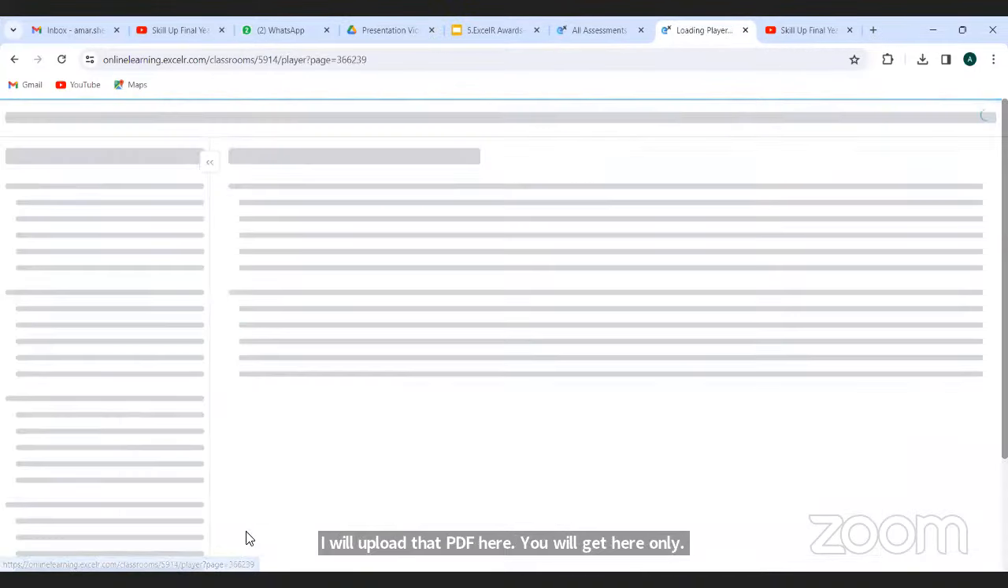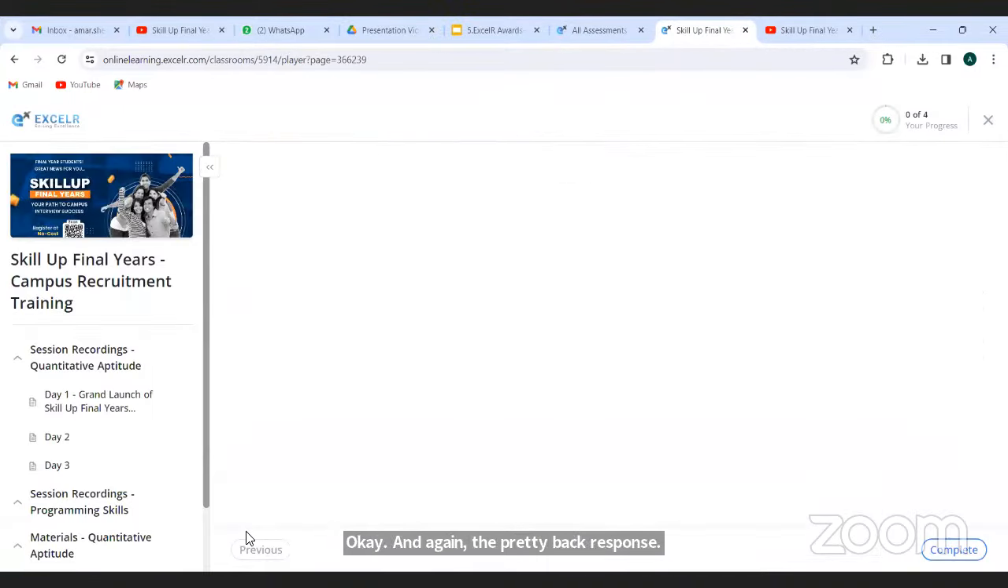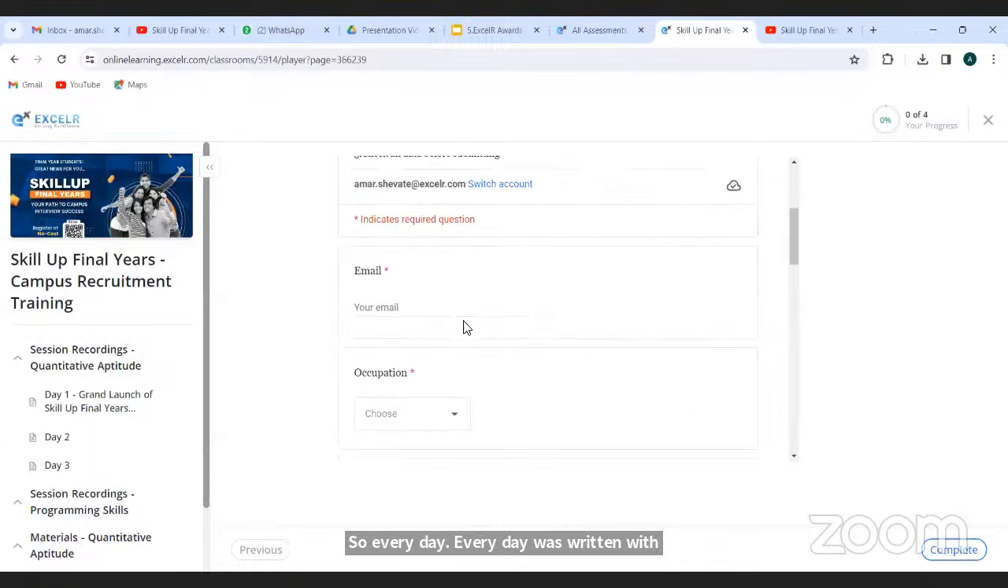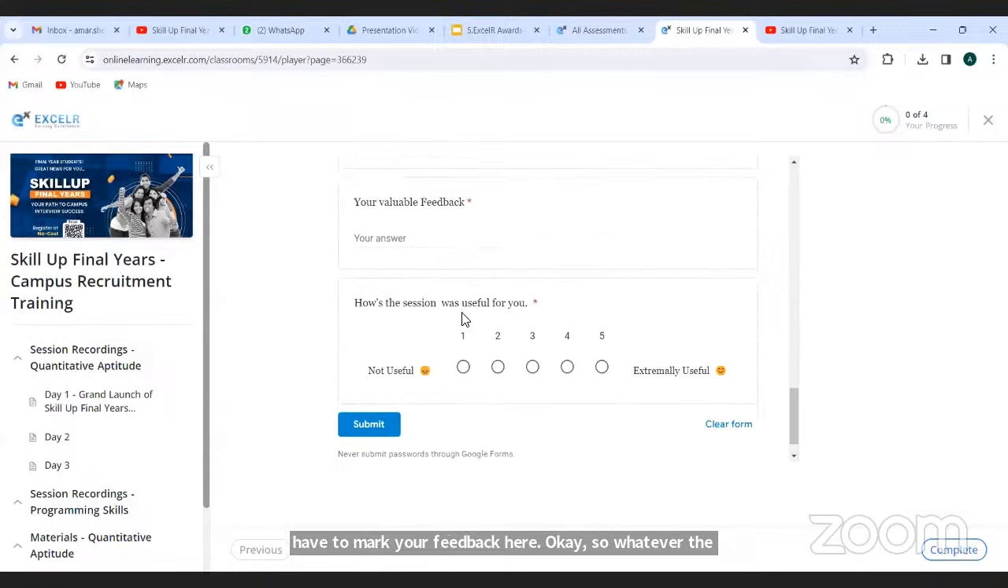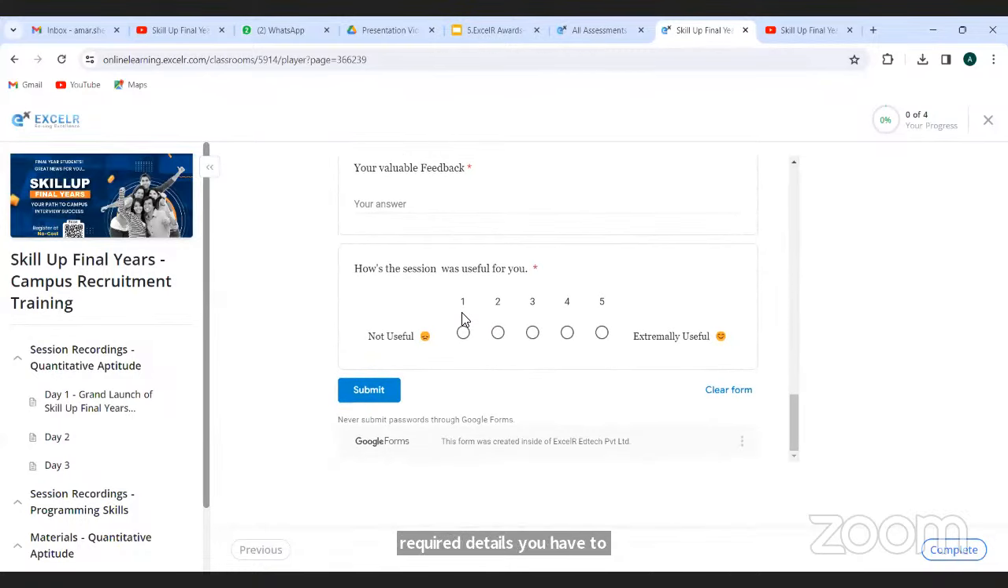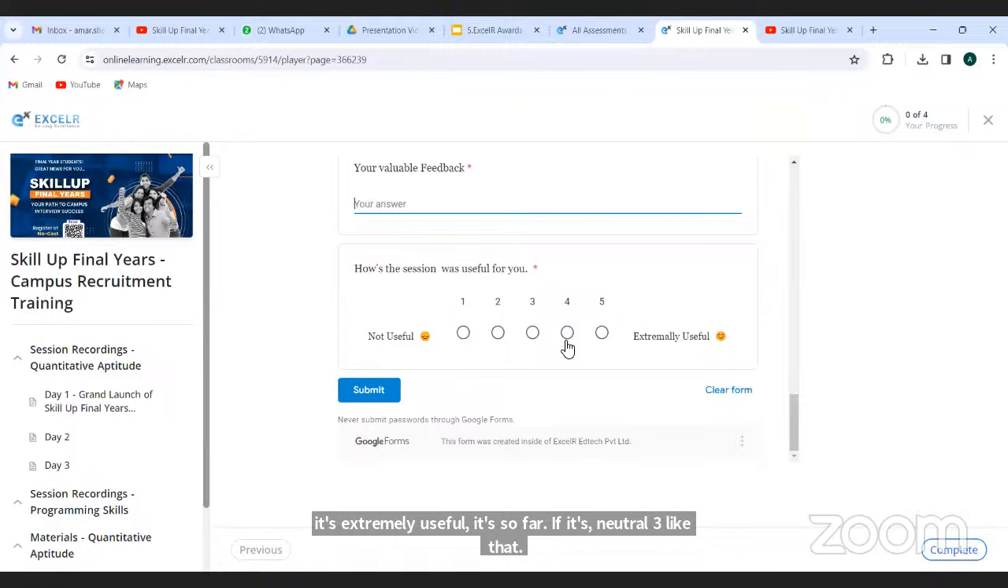So every day, once you're done with the session, you have to mark your feedback here. Whatever required details you have to mention, use the same email ID. And here, see, you have to type your feedback, like how you are feeling about the session, and a rating. If it's extremely useful, it's a 5. If it's neutral, 3, like that. So 5 is for the highest, 1 is for low.